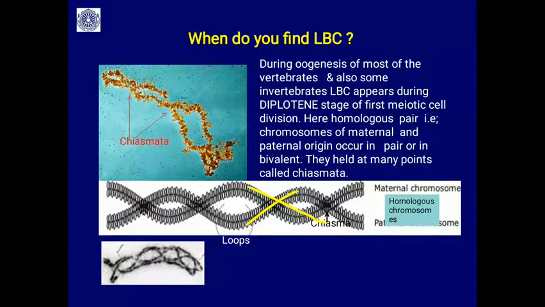They are held at many points. These are called chromatids. The same thing you can see here in the meiotic diploid chromosomes of grasshopper. The difference you see here is that these chromosomes have lateral loops. That is the difference between normal meiotic chromosomes and Lampbrush chromosomes.